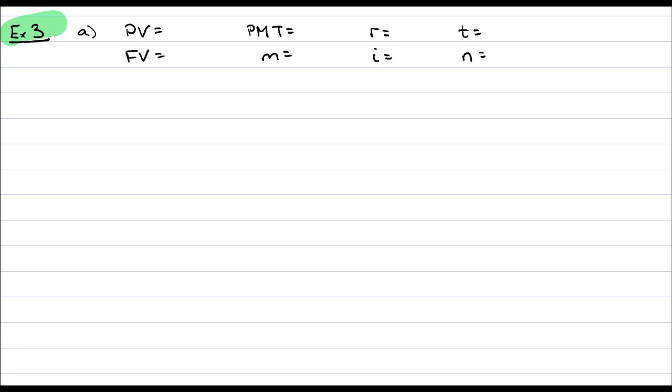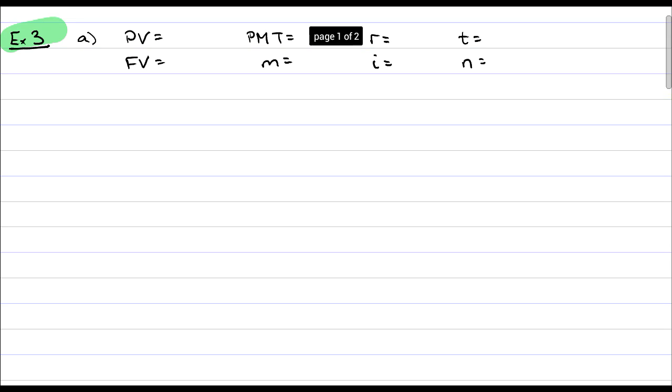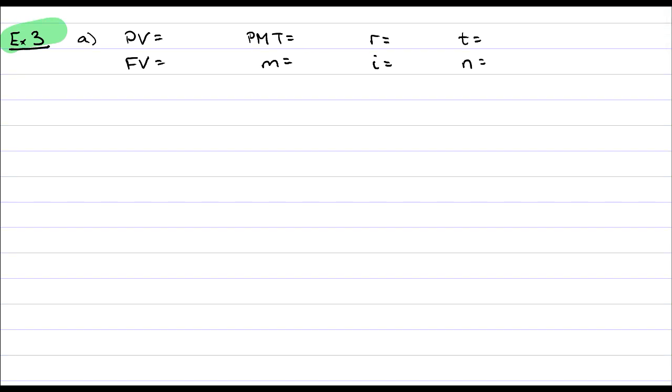So in Part A, the $25,000 is the PV. That's the amount of the loan when Ella graduates. Future value is 0 because we want to pay the loan off. PMT is what we want to solve for. M is 12 because we're making monthly payments. The annual rate is 3.6%, which means I is 0.003. In Part A, we are paying the loan off over 10 years, which means 120 months.